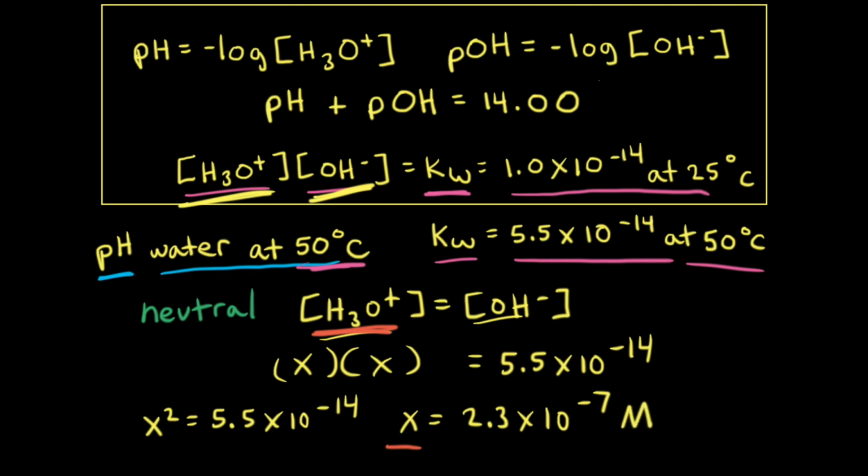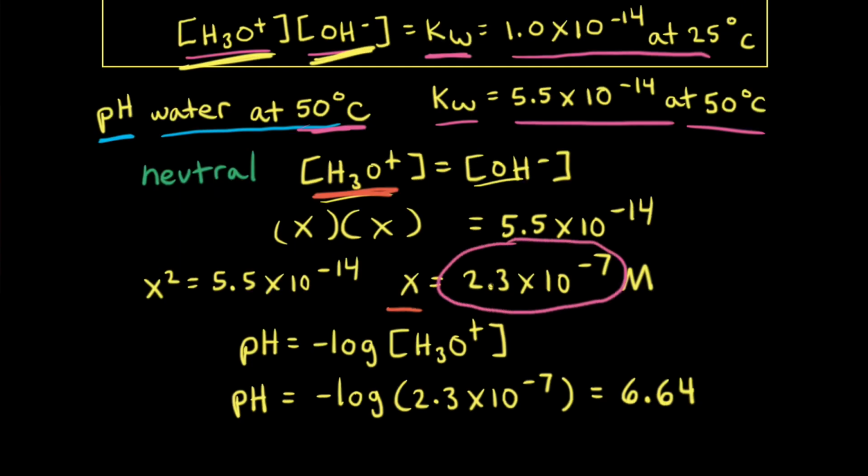Now that we know the concentration of hydronium ions in solution, we can use our pH equation to find the pH of water at 50 degrees Celsius. So we plug our concentration of hydronium ions into our equation, and we take the negative log of that, and we get that the pH is equal to 6.64. Notice with two significant figures for the concentration, we get 2 decimal places for our answer. If we had used Kw is equal to 1.0 times 10 to the negative 14th, we would have gotten a pH of 7.00. But that's only true at 25 degrees Celsius.